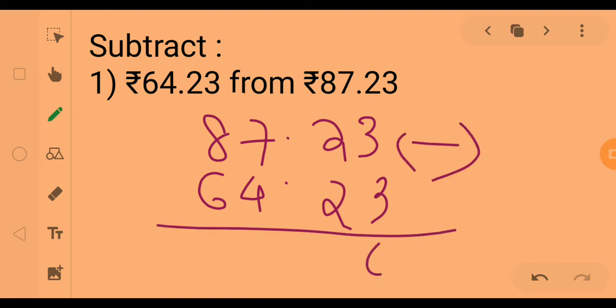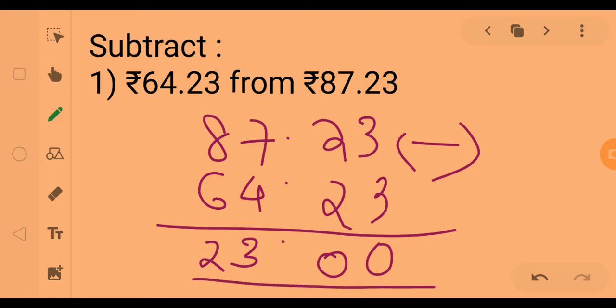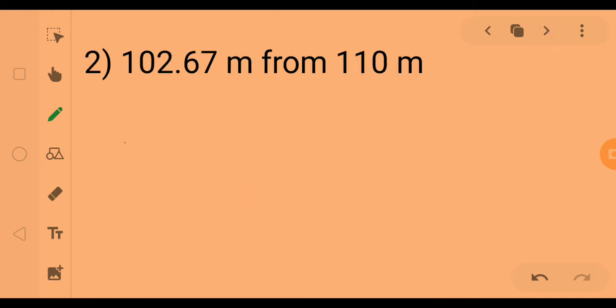Then let us subtract it. So 3 from 3 is 0, 2 from 2 is 0, then decimal point, 4 from 7 is 3, 6 from 8 is 2. So the difference is 23. So 23 rupees is the difference. So let's move to the next problem.